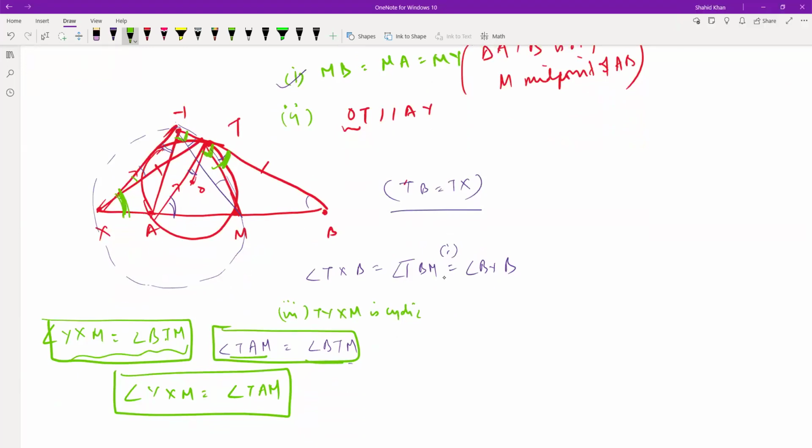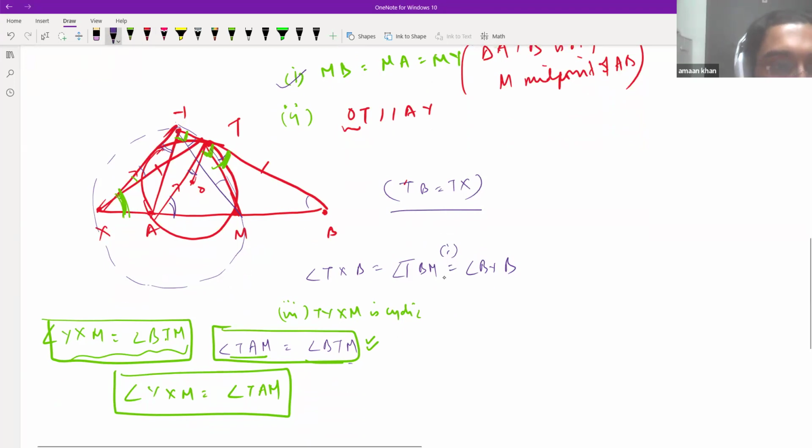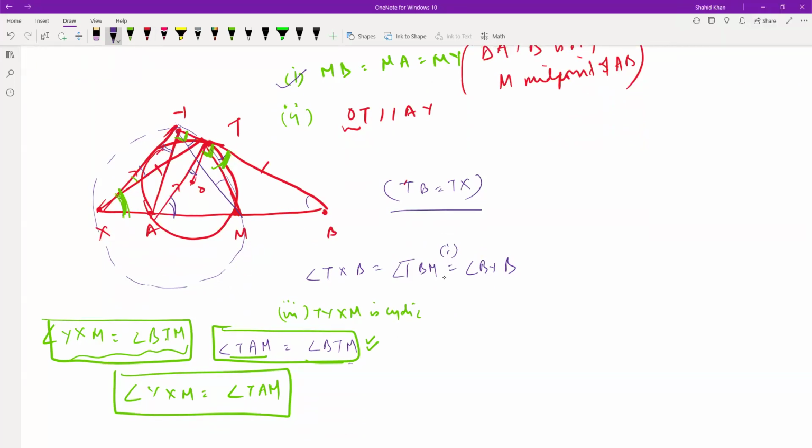Can you repeat after the cyclic? Yeah, I'll just repeat it again. This is fine, right? TAM is equal to BTM. Oh, I have a doubt. Okay, so this is because if you look at triangle ATM, BT is tangent to the circumcircle of this triangle. This is the alternate segment theorem, so by that these two angles are equal. Is it fine now?